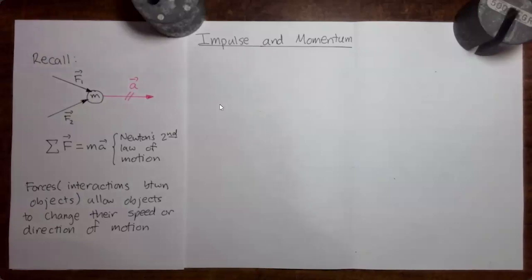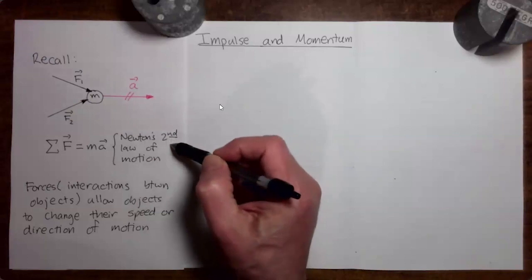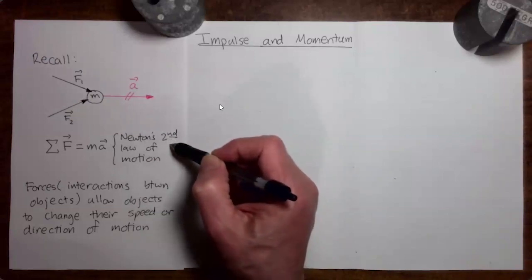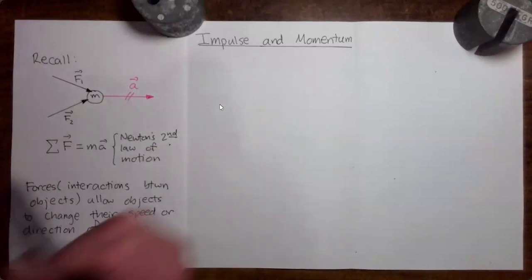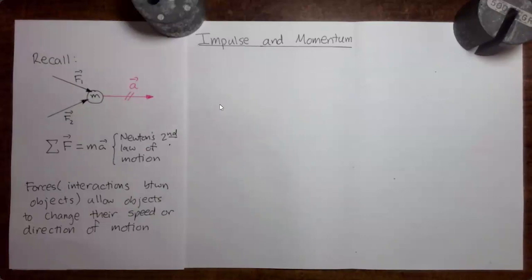At this point in the course, we have learned how we can use Newton's second law of motion to understand why objects move as they do. In short, it is forces or interactions between objects which allow the objects to change their speed or their direction of motion. In this module, we're going to see how Newton's second law of motion can lead us to a very different understanding of motion.